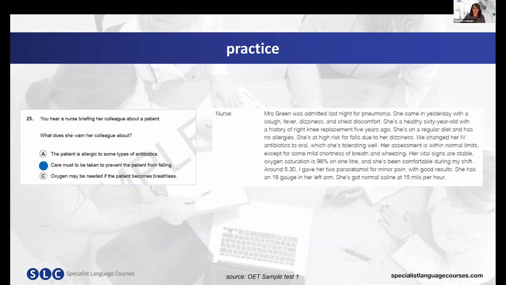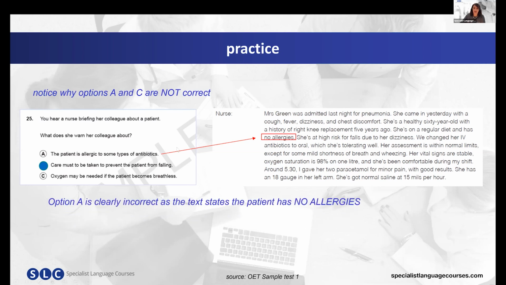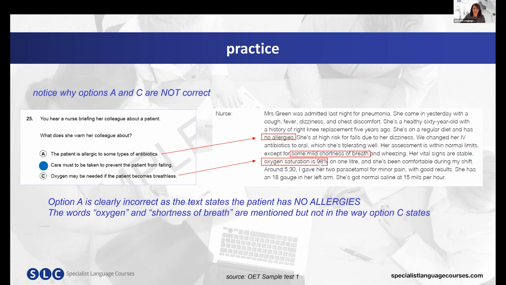Let's look at why the other ones are not correct. So A, it clearly states that the patient has no allergies. Antibiotics is mentioned, but not in the case of allergies. And then option C, there is information about shortness of breath and oxygen saturation, but this is not a course of action. It's not something that she's warning her colleague about. So when you're checking your answers, make sure that you use the transcript and you check why the other answers are incorrect. Now, let's do another one.